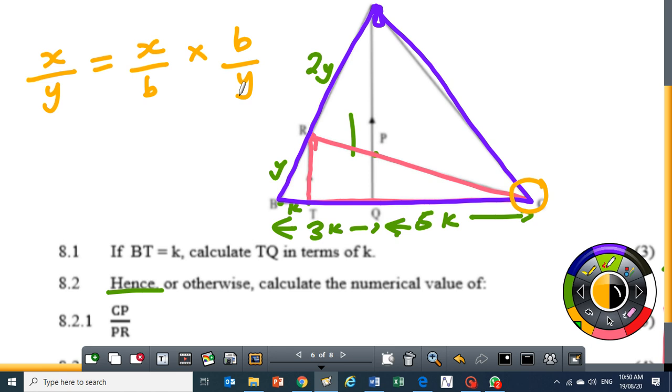It will be RBC. Yes, sir. Okay. RBC shares a common height with triangle ABC. It also shares a common height with triangle CRT.